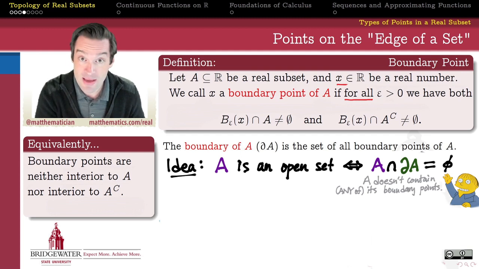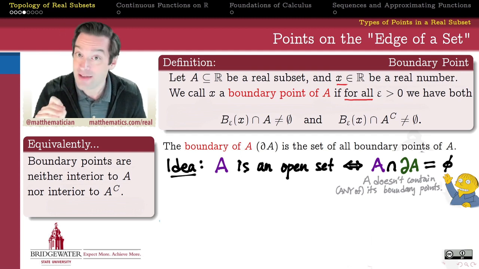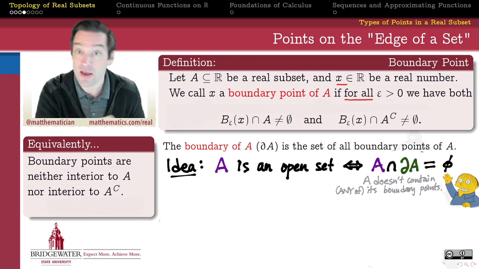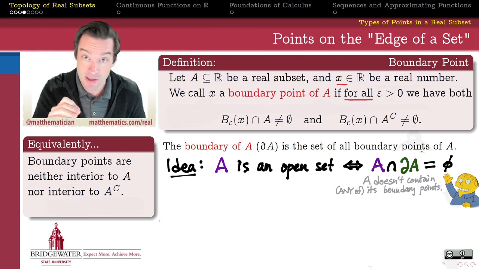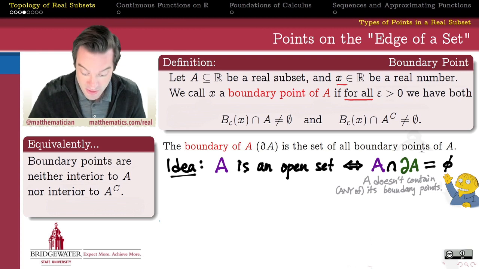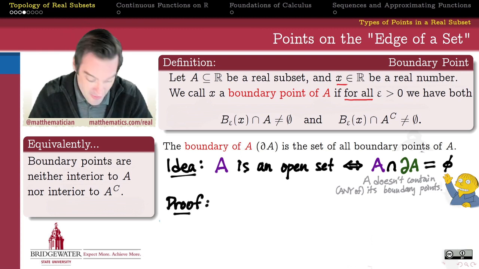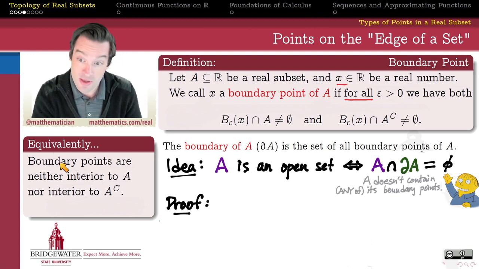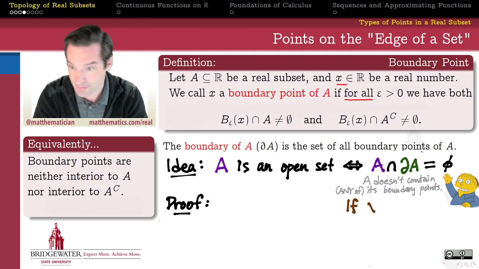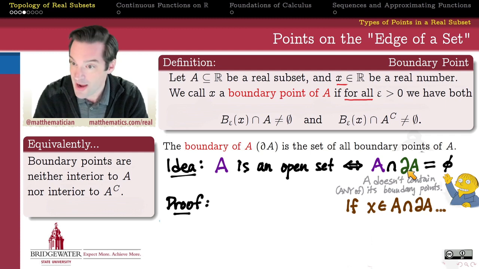Is it true that if A is an open set, then A contains none of its boundary points, and vice versa? If a set A contains none of its boundary points, does that make it an open set by the definition that we knew coming into this video? Well, let's try and write a proof. This is basically the same as the argument that we made over here for the equivalence of the definitions. Let's start on this side of the if and only if.